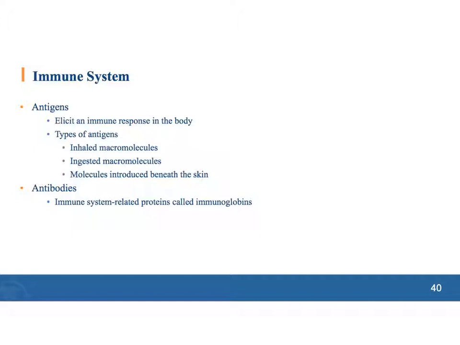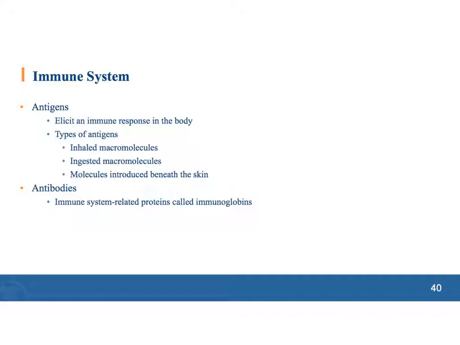Antigens elicit an immune response in the body. Antigens that enter the body from the environment include inhaled macromolecules, for example, proteins on cat hair that can trigger an asthma attack; ingested macromolecules such as shellfish proteins that trigger an allergic response, or eating peanuts, which could trigger a peanut allergy; and then molecules that are introduced beneath the skin, such as on a splinter or in an injected vaccine.